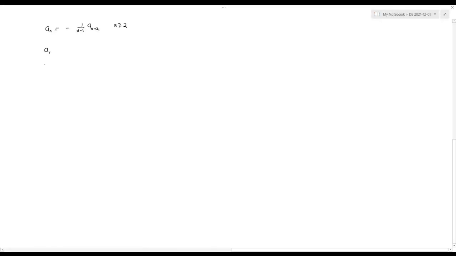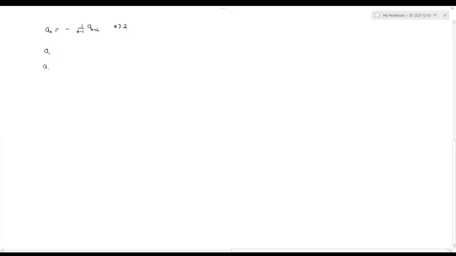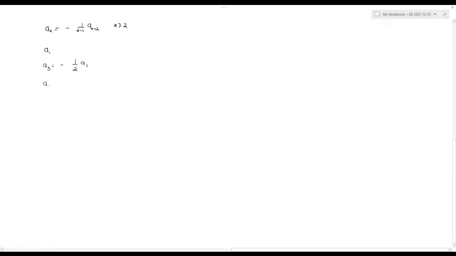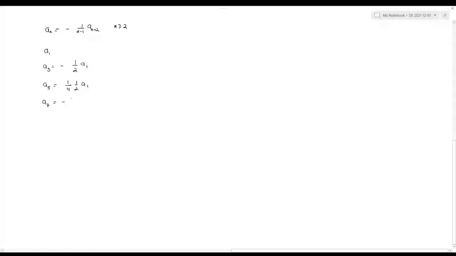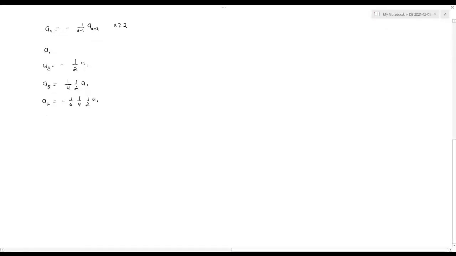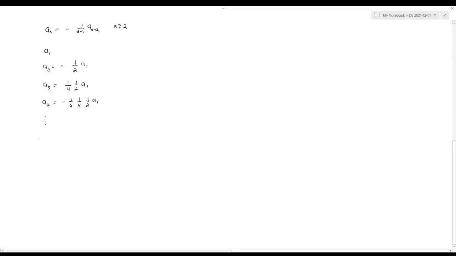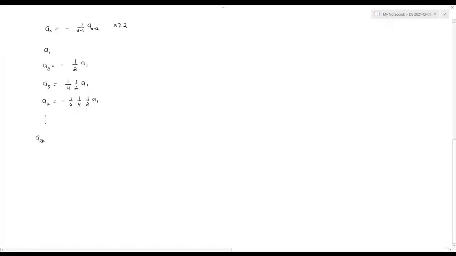Okay. Now using our recurrence, we can then find A3: negative 1 over 2, A1. And then find A5 and so on. All the odd indexed terms for a sequence. Okay. So it looks like we can probably come up with a formula for the odd indexed terms.